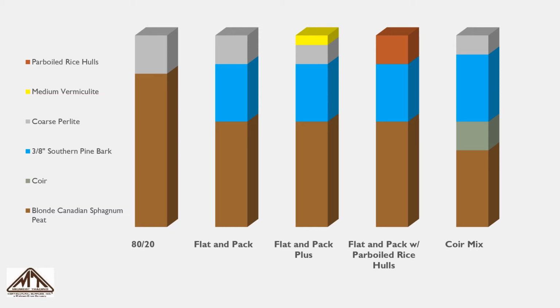Flattened Pack, Flattened Pack Plus, with the parboiled rice hulls, and the core mix. These are all the Flattened Pack family. What we're based off of is the Flattened Pack, as you can see. They're all variants on that. Very common mix, obviously it's peat based with pine bark and perlite. The Flattened Pack Plus has some vermiculite in it.